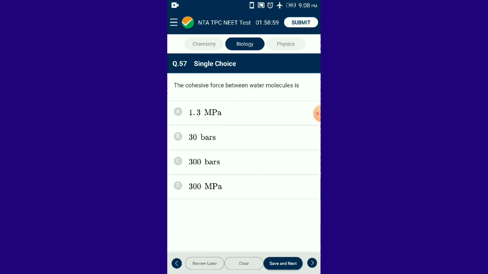Question number 57. The cohesive force between water molecules. The property of molecules to attract other molecules of the same substance is known as cohesion, whereas the property of molecules to attract the molecules of another substance is known as adhesion. These properties arise due to the strong intermolecular force between molecules and their spatial configuration. So the answer for this question is option B. The cohesive force between water molecules is 30 bars.